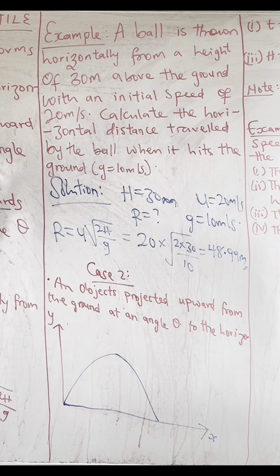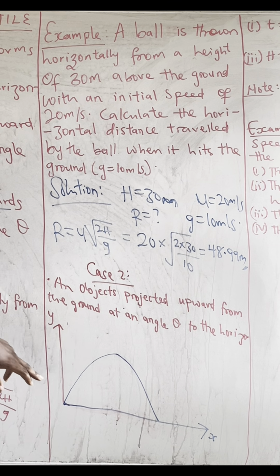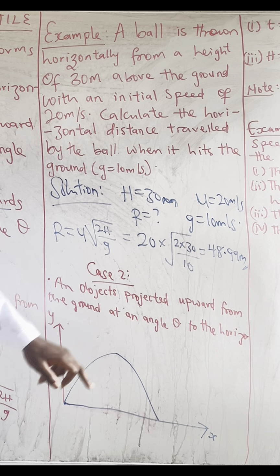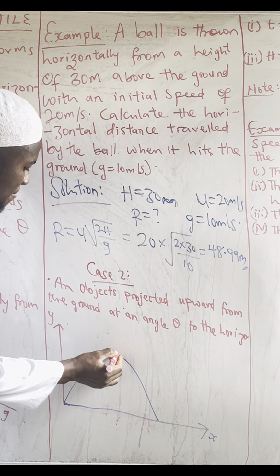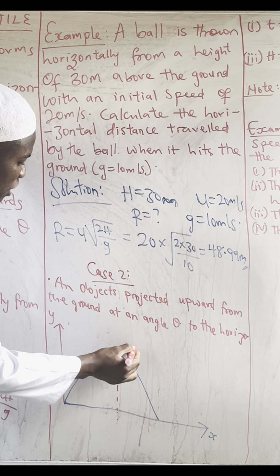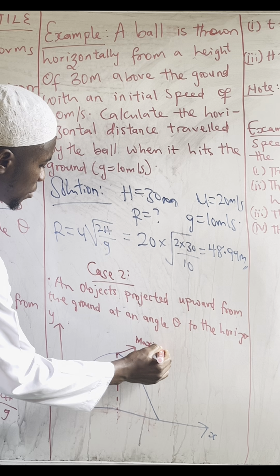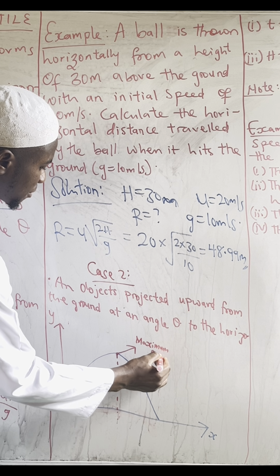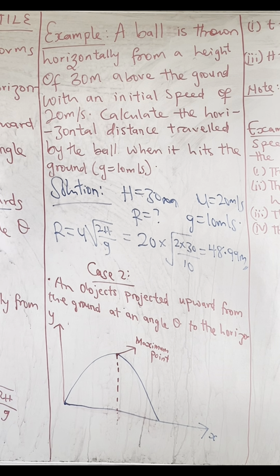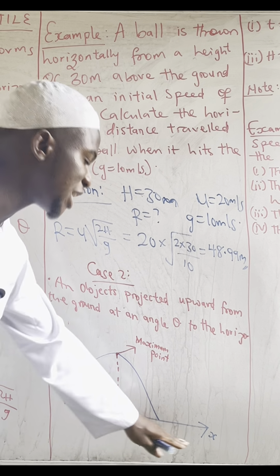We know that this object was projected upward, as if you have a ball on the floor, then you kick the ball upward. So the way that this object was projected upward, then this object reaches a maximum point. This point is known as the maximum point. So as it reaches the maximum point, then it comes back to the projection plane.